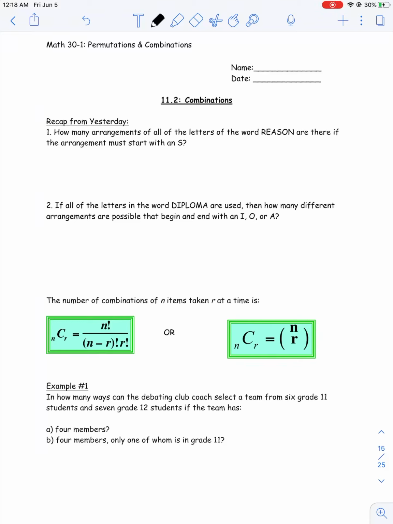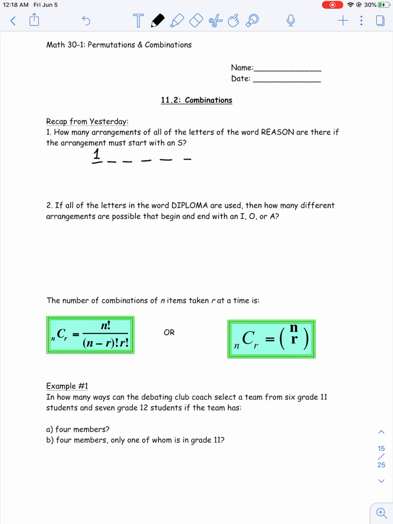So lesson 11.2 combinations, we're going to start with a recap from 11.1. So they're saying how many arrangements of all the letters of the word reason are there if the arrangement must start with an S. So what I like to do is have 6 spots to represent each letter of the word. We know that an S has to be first, and you always want to see if there's any repeating letters, because then you would have to divide out repetition, but there are not.